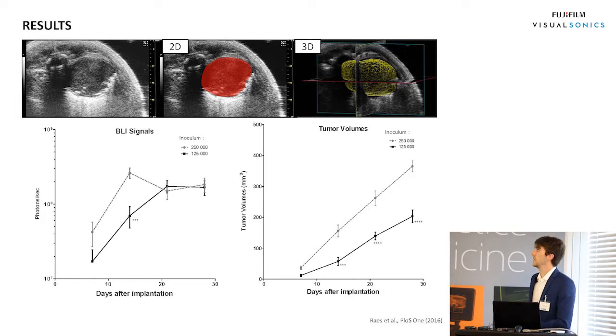For the results with ultrasound, as you can see here, the lung tumor, in 2 dimensions, but also in 3 dimensions. We compared 2 different tumor burdens from 125,000 and 250,000 cells, and we observed a difference in the tumor growth measured by 3D echography. And with bioluminescence, we observed a slight stagnation in the bioluminescence signal instead of this tumor continuously increasing.